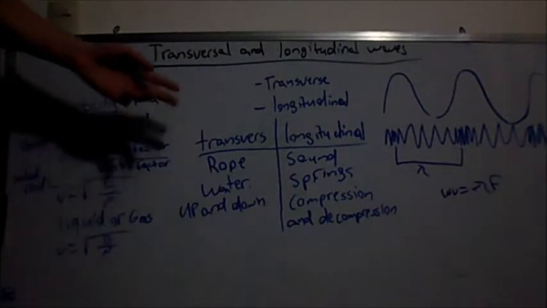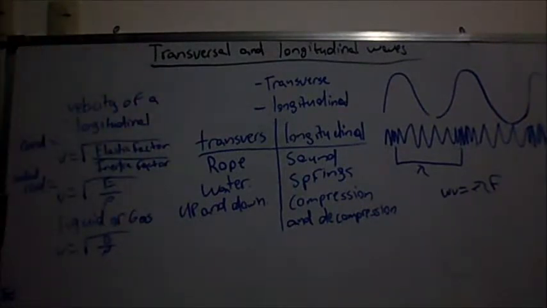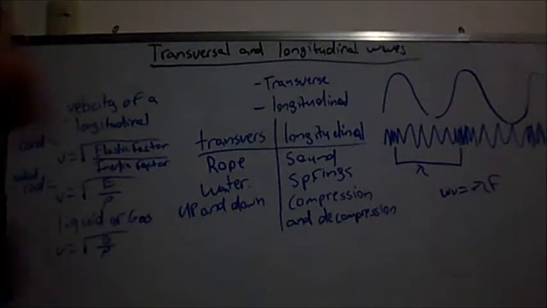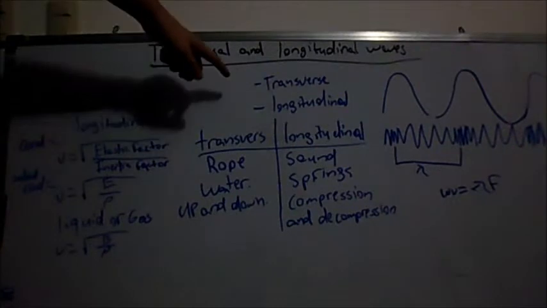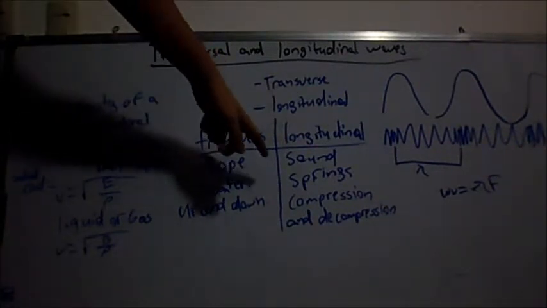Transversal and longitudinal waves. This section is very simple. It just talks about the two types of waves there are. There's a transverse wave, which is the normal wave we know that goes up and down. This type of wave is the wave in water and ropes. And there's the longitudinal wave. That's the wave that composes sound waves or springs.